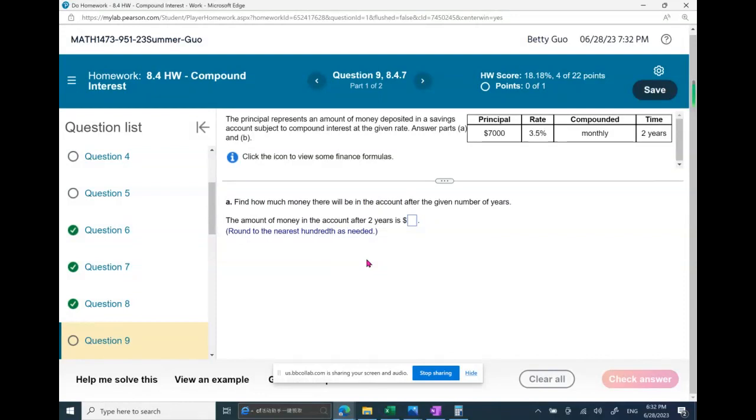We have a principal, P equals 7,000. We have an annual interest rate 3.5%. And we have N equals 12 because the interest is compounded monthly. And we have T equals 2. And same with earlier, we are going to use 2 different methods to solve this problem, okay?